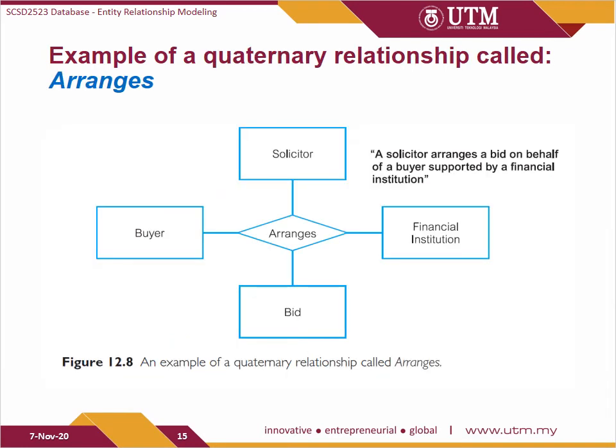And for quaternary relationship, we have four different entities connected to one relationship. So in this example, a quaternary relationship called arranges with four participating entity types, which are buyer, solicitor, financial institution, and bid. So this relationship represents the situation where a buyer advised by a solicitor and supported by a financial institution places a bid.